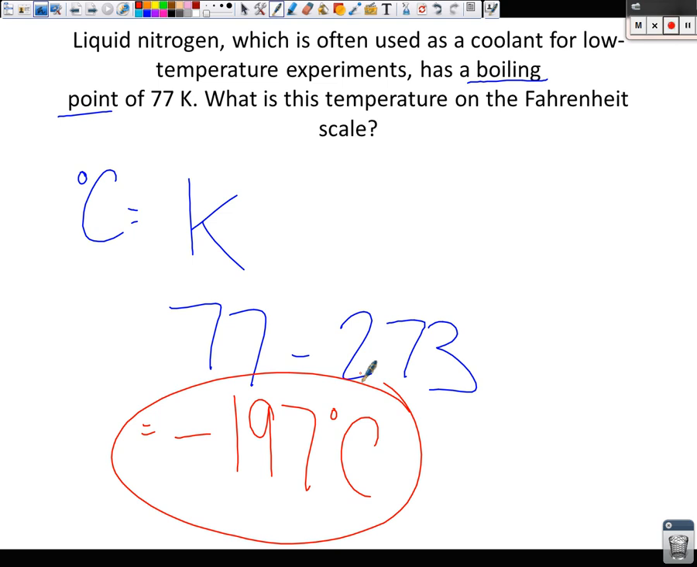It freaking boils at negative 197. And water boils at what? Positive 100. So what does that tell you about liquid nitrogen? It's really freaking cold, okay? If you stick your hand down in liquid nitrogen, yes, it will come out like the Harry Potter stuff. You can hit it on something, it will shatter. Okay? It's really, really cold.